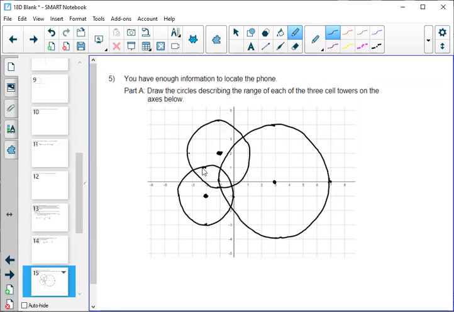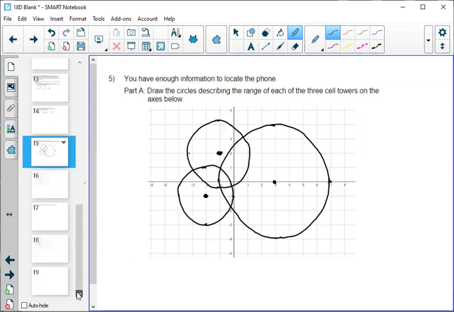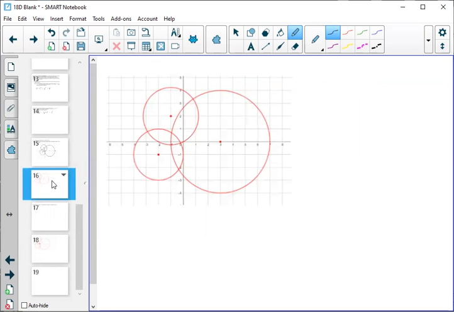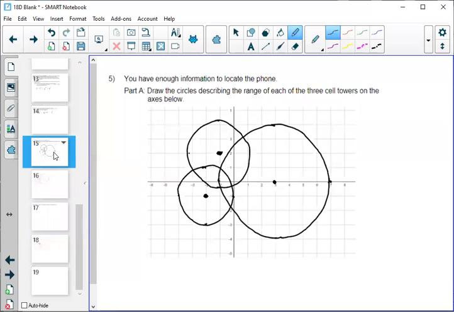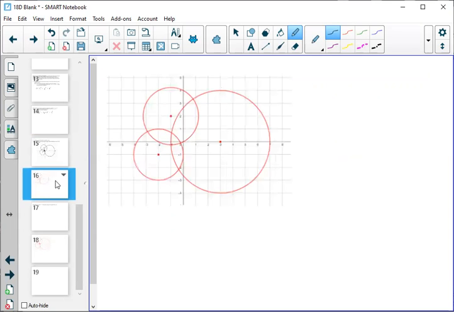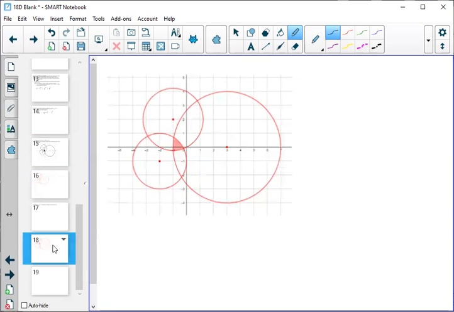All right. Now, fortunately, I have a better drawing of this. And the next part is just asking us to shade the region in which the phone is located if it pinged all 3 cell towers. So it looks like it's going to be the piece right in here. And you can see on that graph, it would be the same. All right, that's the end of this video. Thank you.